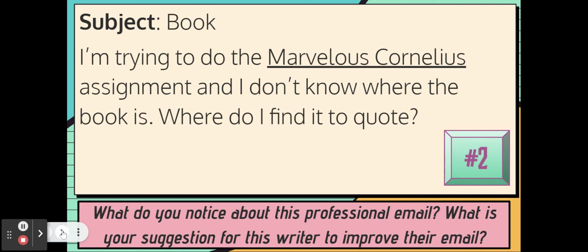Now that you're warmed up, let's look at email number 2. The subject line is "book." "I'm trying to do the Marvelous Cornelius assignment and I don't know where the book is. Where do I find it to quote?" So on your paper, what do you notice about this professional email? And what is your suggestion for this writer to improve the email? See if you can put something different than you did for number 1. Pause the video to answer those 2 questions.